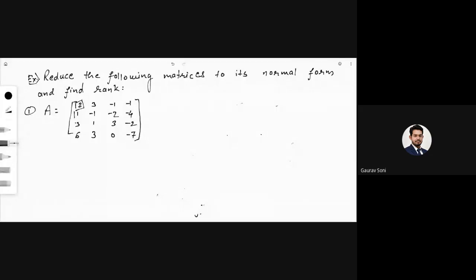And that can be done simply by interchanging the first and the second row. So the operation is denoted by R12 since I'm interchanging rows. What I will have: 1, minus 1, minus 2, minus 4, then 2, 3, minus 1, minus 1, 3, 1, 3, minus 2, 6, 3, 0, minus 7.